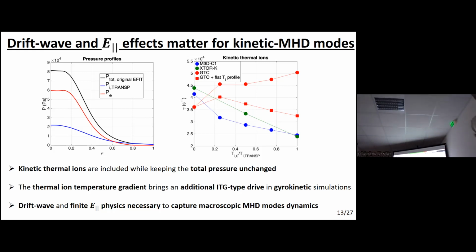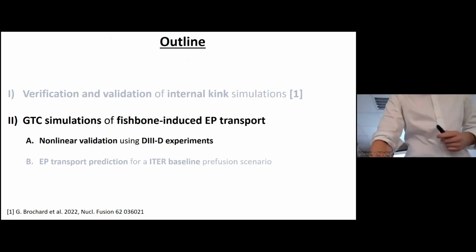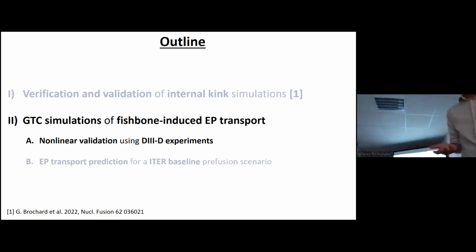All right. So now that we have discussed the MHD capability of GTC, we can go on to the transport of macroscopic modes. First, we're going to discuss the nonlinear validation of the code using a DIII-D experiment for the fishbone.